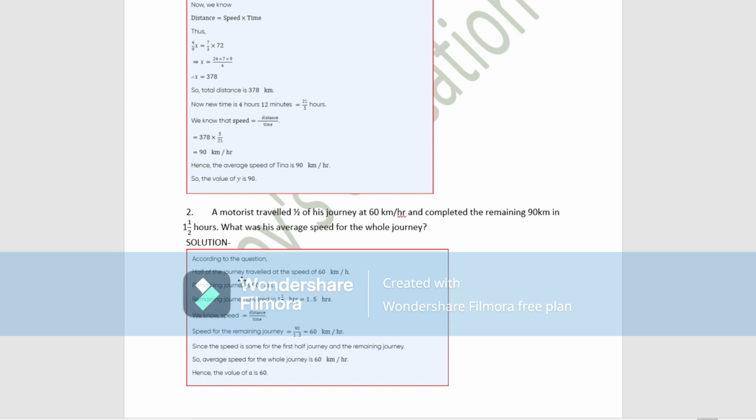That means the remaining journey was 90 kilometers, and this was covered in 1.5 hours. Now we know speed equals distance by time. So the speed of the remaining journey is 90 by 1.5, which is 60 km per hour. Since the speed is the same for the first half and the remaining half of the journey, the average speed of the whole journey is 60 km per hour.